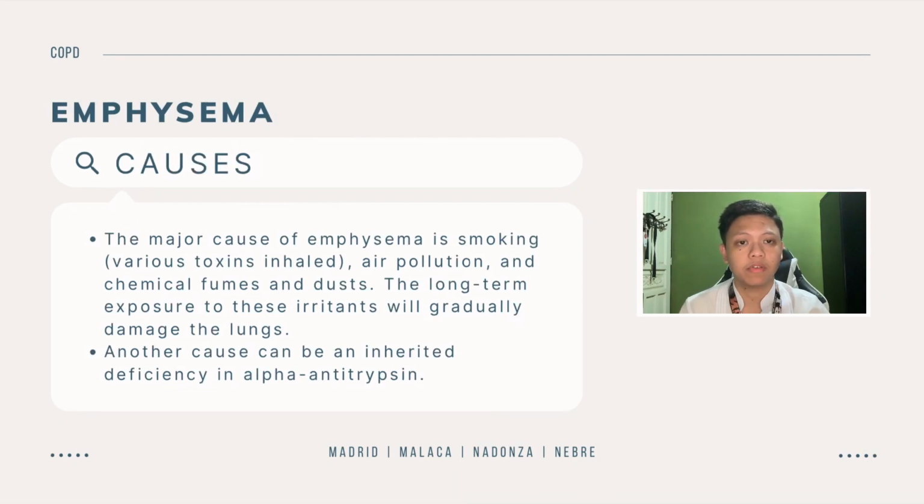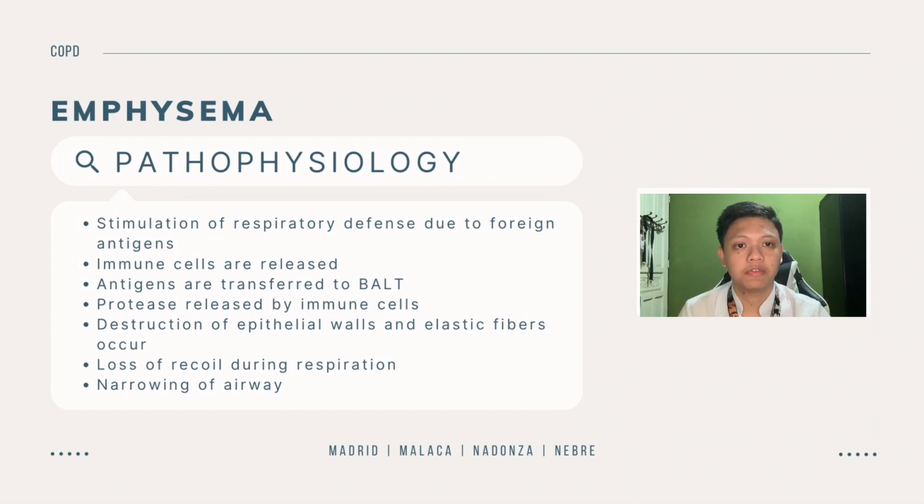So what are the causes of emphysema? The number one causative factor is smoking. This is due to the number of toxins and antigens that can be inhaled, even from secondhand smoke of tobacco. And next is air irritants such as air pollution, dust, and chemical fumes. So the long-term exposure to these air irritants will gradually develop emphysema in your lungs. And the last one is a genetically inherited disease, which is a deficiency in alpha antitrypsin, which will be further discussed in the pathophysiology. The pathophysiology of emphysema.